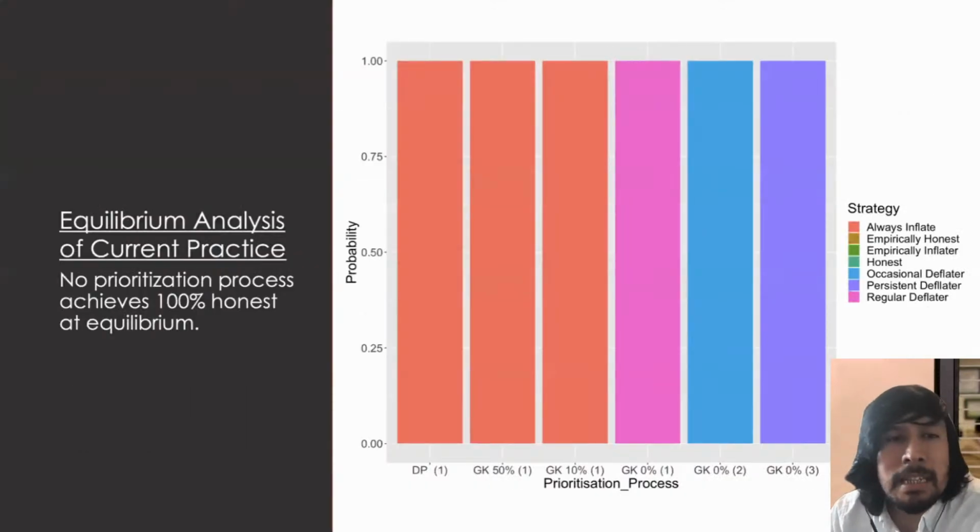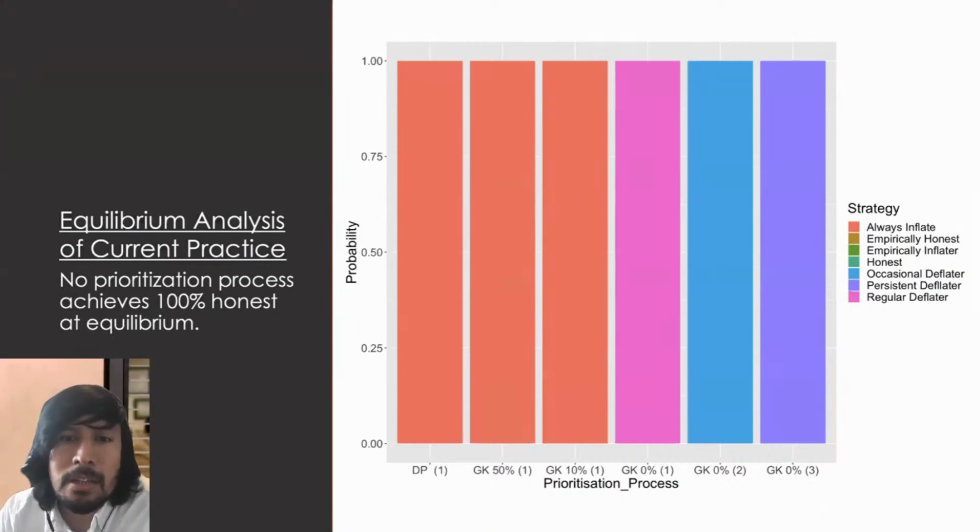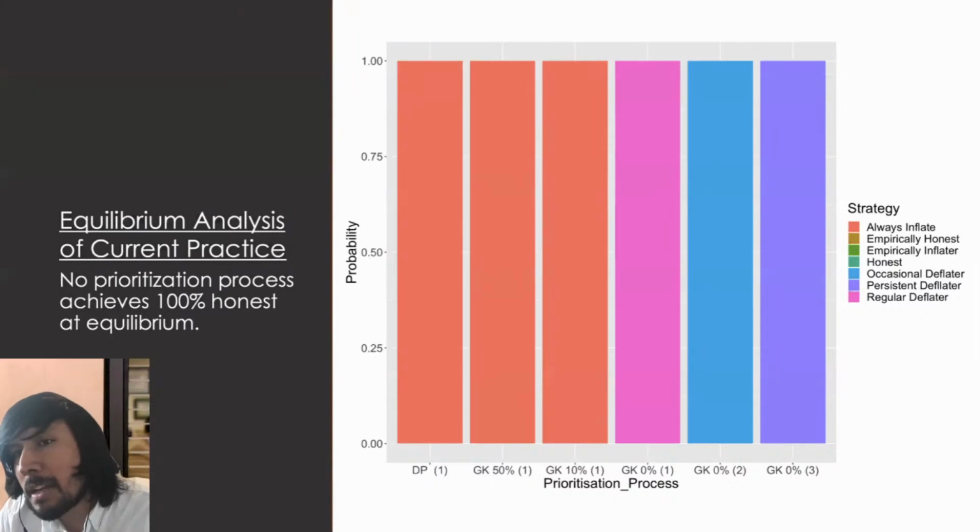So what you're seeing in the slide is the results of our equilibrium analysis. Each bar in this plot corresponds to an equilibrium, and we have assigned a color to each one of the strategies that we include in our model. The always inflate strategy, that's red, is the strategy that we associate with priority inflation. In contrast, the honest strategy, in light green, is the strategy that we associate with immunity to priority inflation.